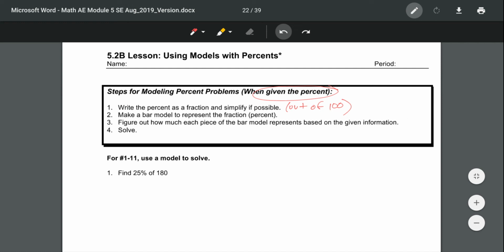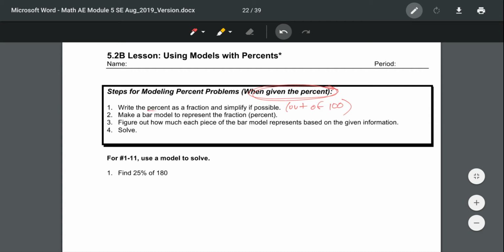This video will go over 5.2b lesson. You will need pages 22 and 23 for now for part 1 of this lesson. So here are the steps for modeling percent problems when given a percent. So this is only when you're given a percent.